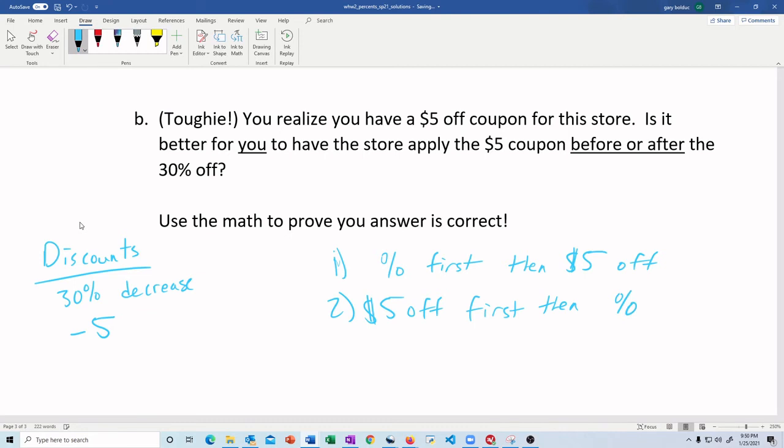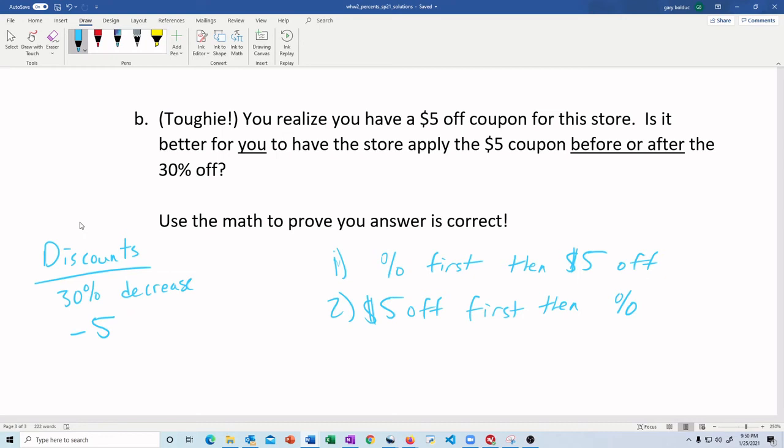These are not going to be the same thing. One is better for you, the customer, than the other. And it actually is partially related to what we talked about in the previous problem, the real toughie. So you're going to take 30% no matter what. But here's the thing. 30% will change if the number you're applying it to changes.